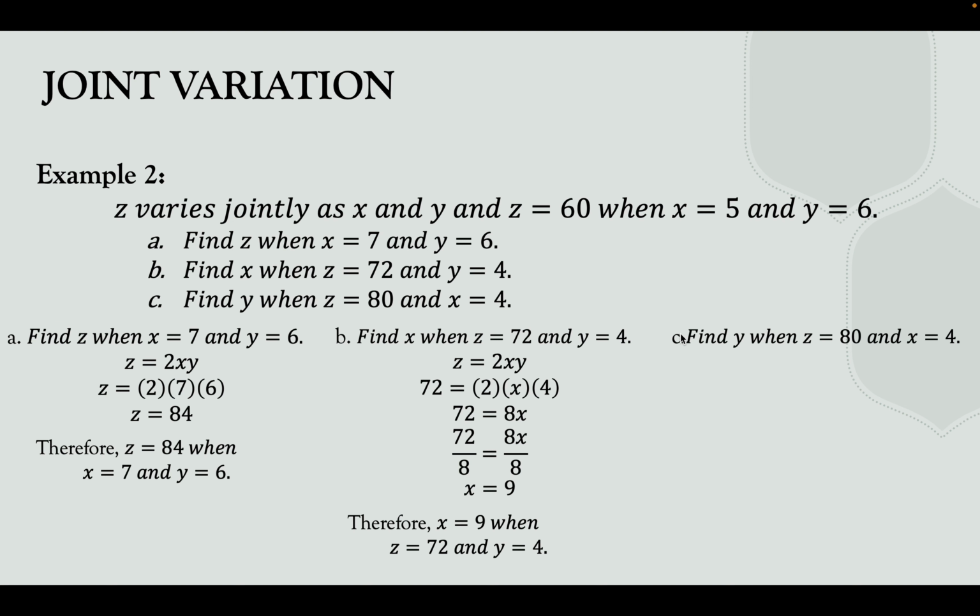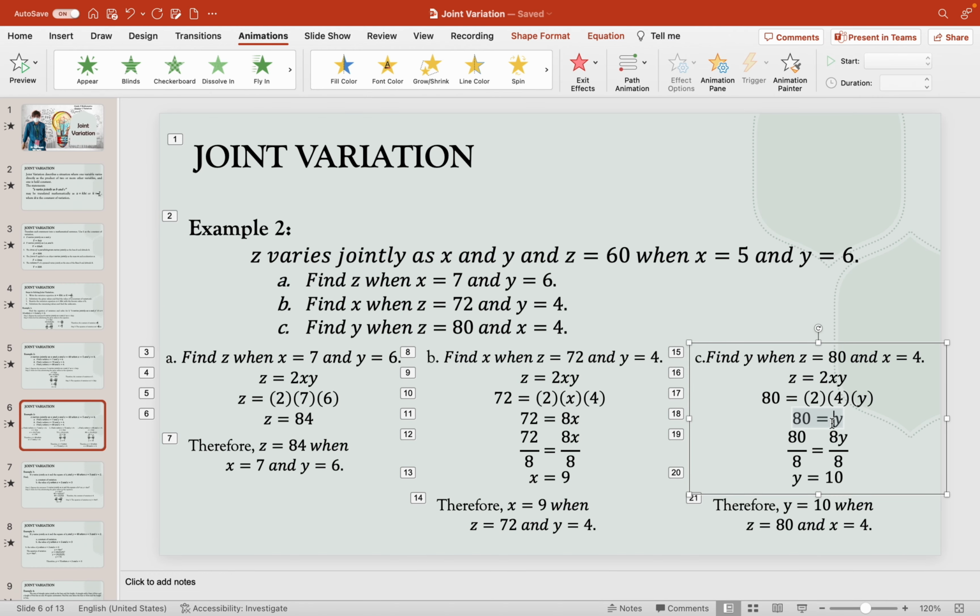And then, for the last letter, we have find Y when Z equals 80 and X equals 4. So we will use Z equals 2 times X times Y. Substitute, we will get now 80 equals 2 times 4 times Y. 2 times 4 times Y, we have 8Y. Sorry for that. Let's edit this one.